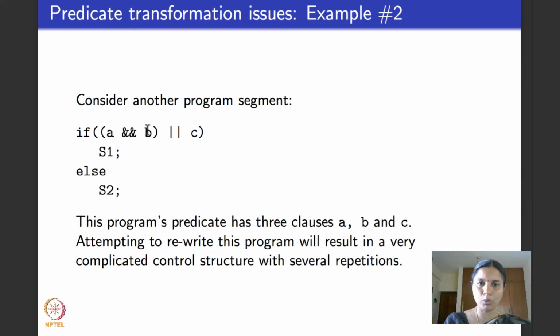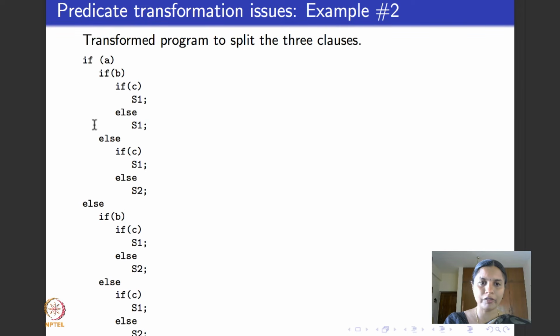If A and B are both true and C is either true or false, then this whole thing will be true. In all the cases I do S1. So I have simulated it till here. Now let's look at this part.